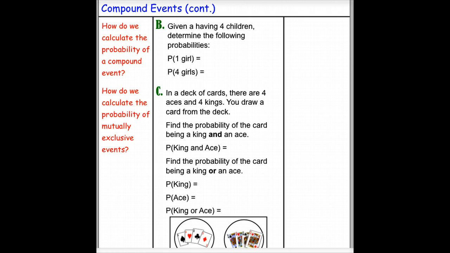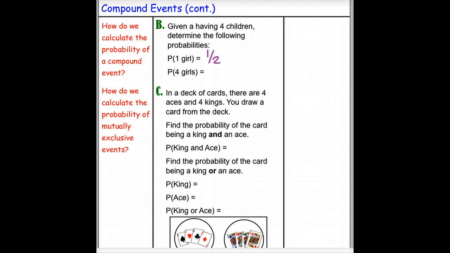So we have here, having 4 children, determine the following probabilities. We want to find the probability of having 4 girls given a family with 4 children. I first want to think about the probability of having 1 girl. Well, when you have children, as we all know, you can have a boy or you can have a girl. So that's a 1 out of 2 chance of having 1 girl. So now, being that that's said, we're going to multiply this out because these are independent events.